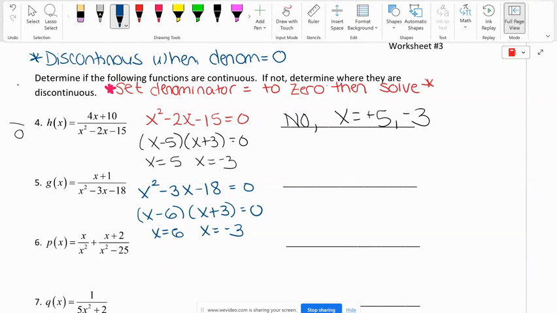So is this going to be continuous? No. That means there's going to be something obstructing it. Maybe it's an open circle, maybe it's an asymptote, something that's telling us that at those 2 points, it's not going to work out. So we're going to say no, and then we're going to list that it is discontinuous at x equals 6 and negative 3. Right? Let's look at number 6.